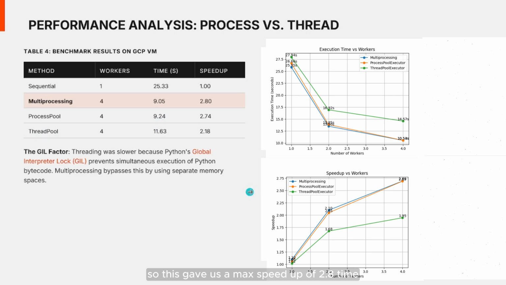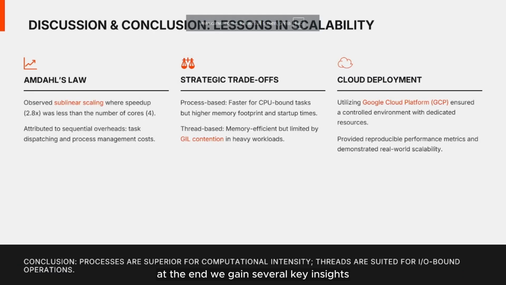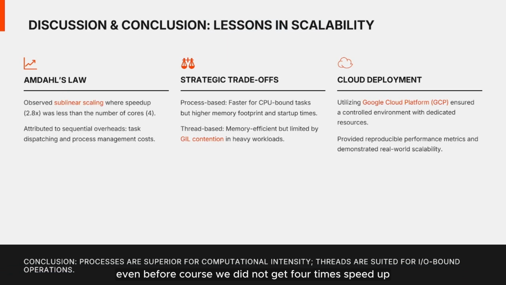So this gave us a max speed up of 2.8 times, proving that multiprocessing is the best strategy for the CPU heavy task. At the end, we gained several key insights. The first one being Amdahl's law. Even with 4 cores, we did not get 4 times speed up. We got 2.8 times. This is because of overheads and the sequential parts of the code, like reading images from the disk.